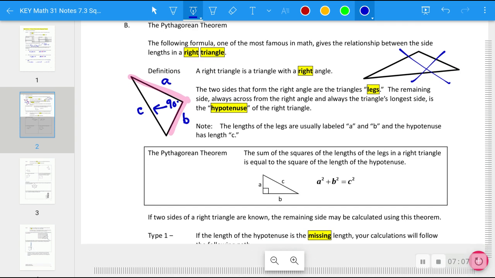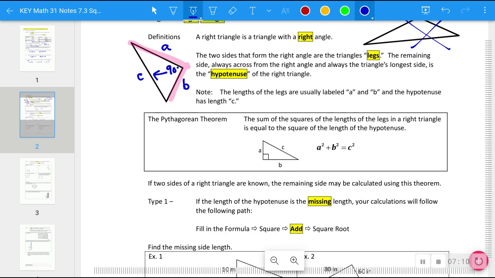Okay, so which one's A and which one's B? They're the legs that form the 90 degree, but how do you tell which one's A and which one's B? And the answer is it doesn't matter. The formula is down here. It has a plus sign in between those two, and a plus sign can be turned around. Addition is not sensitive to order. So if you said b plus a, b squared plus a squared instead of a squared plus b squared, it wouldn't matter.